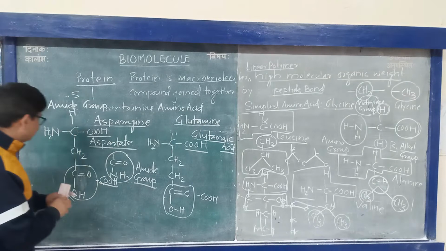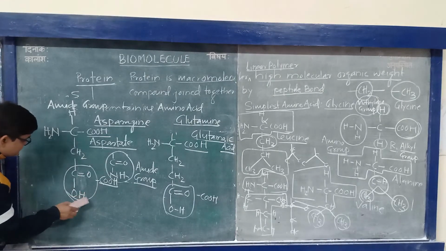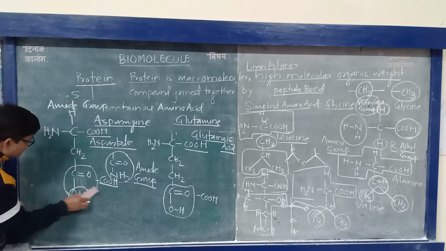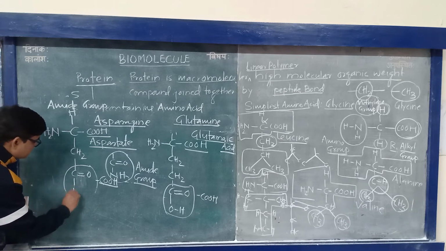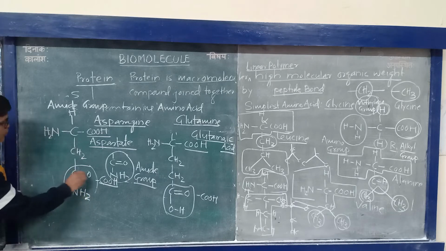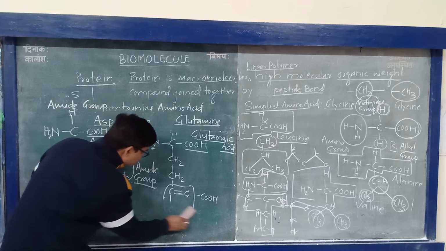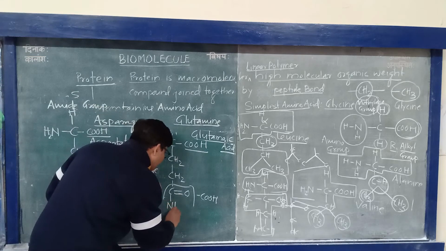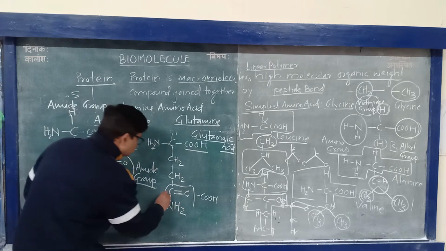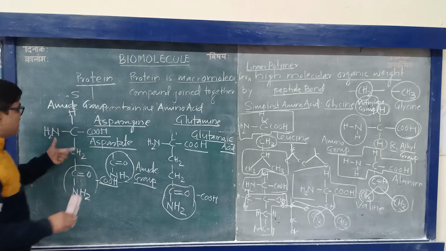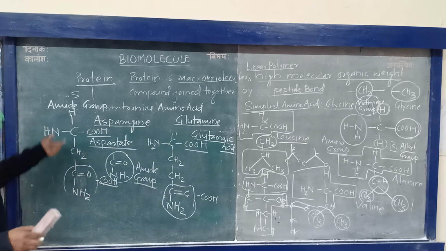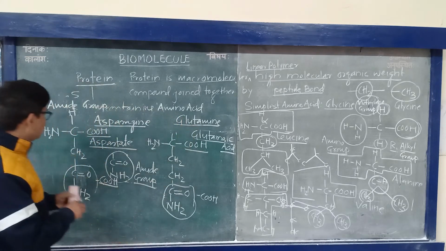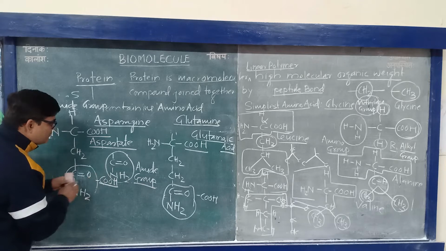There is only slight difference. What is the difference? Instead of hydroxy, there will be NH2, that is CO and NH2. Here you have removed the hydroxy group, and then you have to add the NH2. So the total structures are similar: aspartic acid, glutamic acid, asparagine, glutamine. Asparagine and glutamine are amide group containing amino acids.